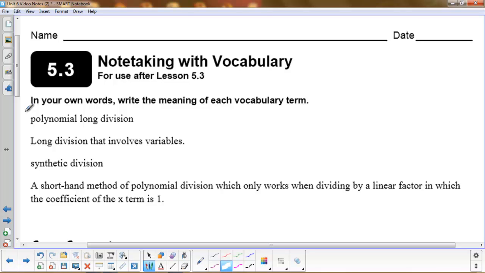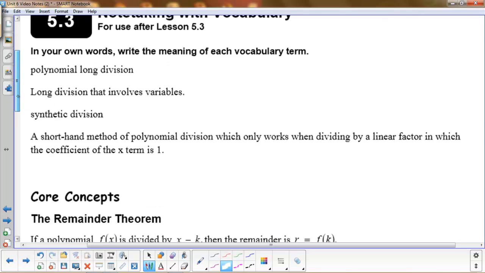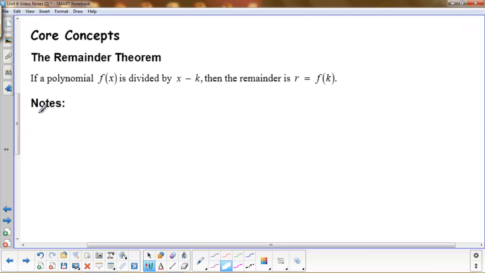Polynomial long division is long division that involves variables, and synthetic division is a shorthand method of polynomial division, but it only works when you're dividing by a linear factor in which the coefficient of the x term is 1. So let's brush off those cobwebs, which I'm sure are there. We'll be talking more about the remainder theorem as well. The remainder theorem: if a polynomial is divided by x minus k, then the remainder is f of k. We'll talk more about that as we're moving on.